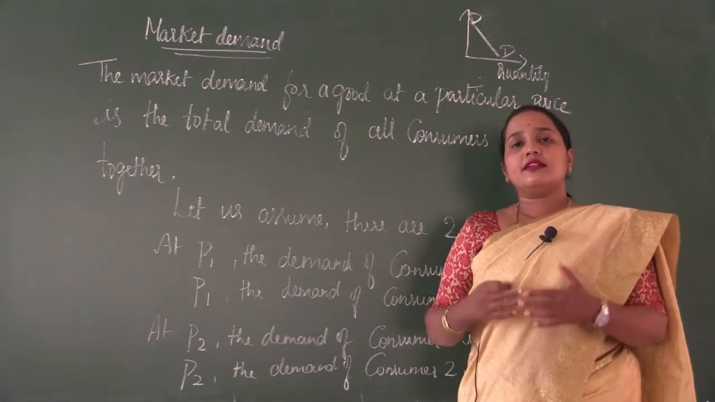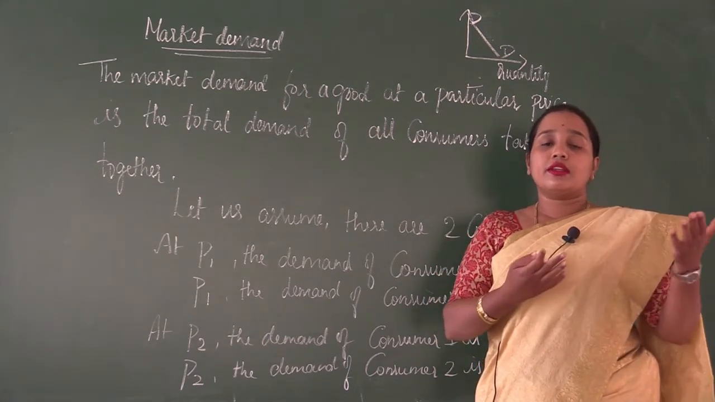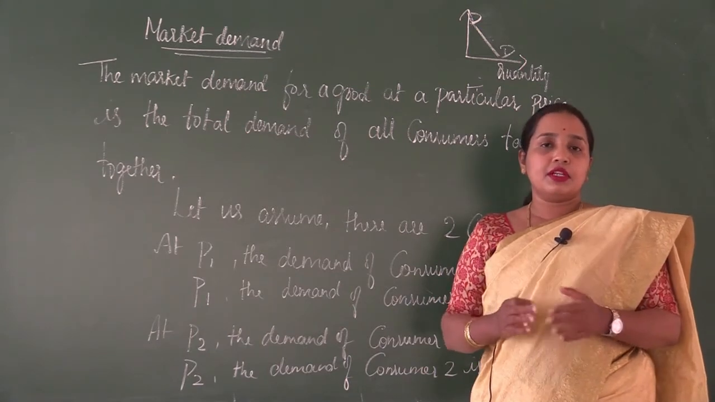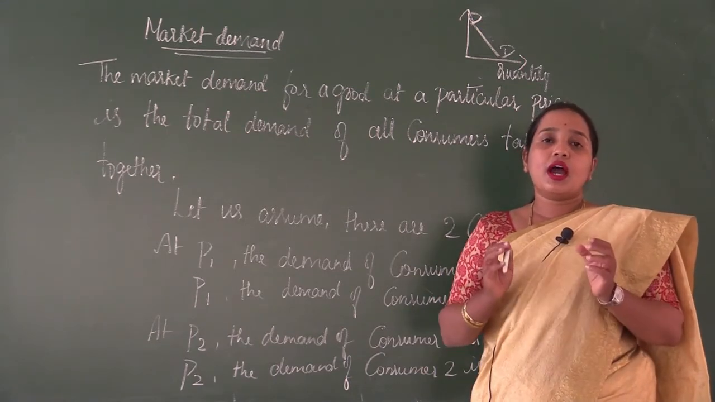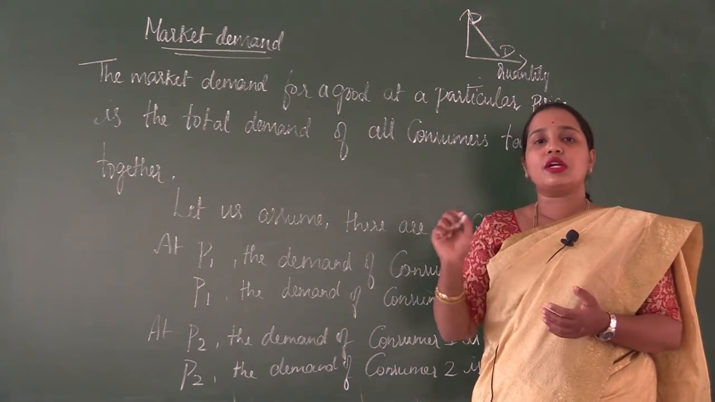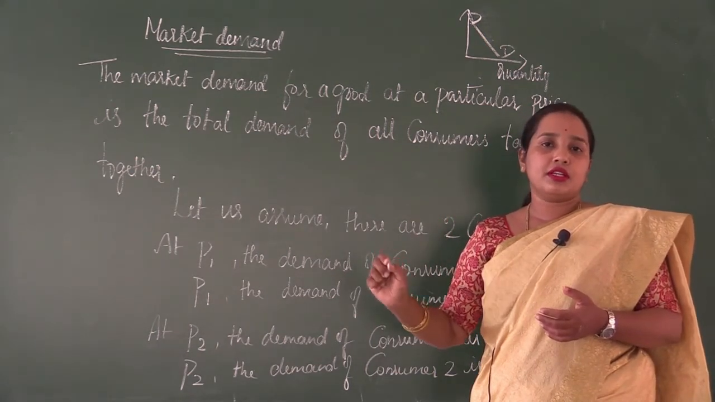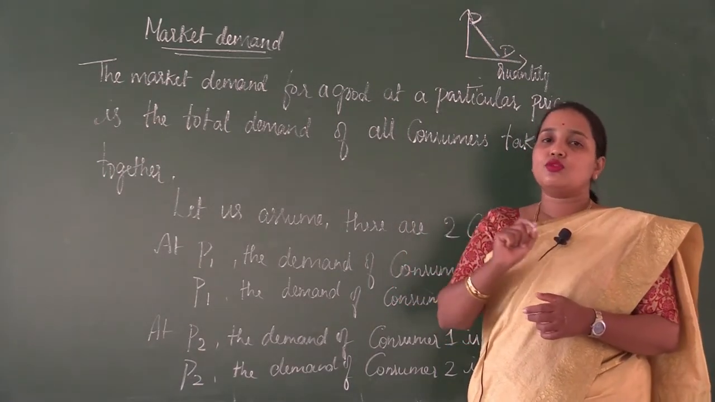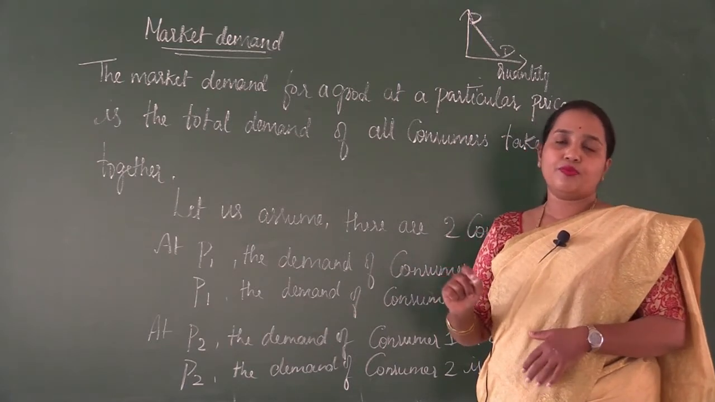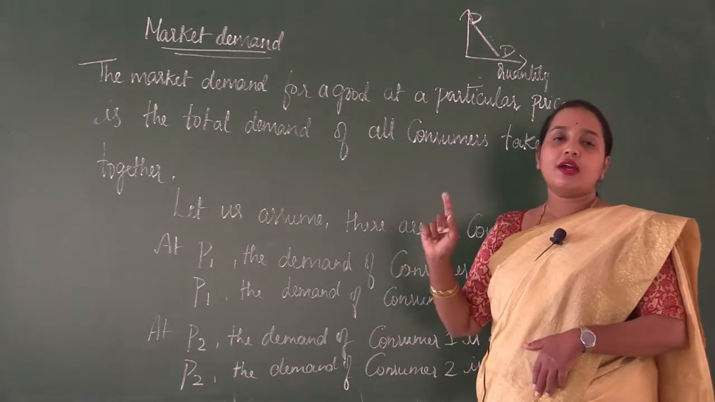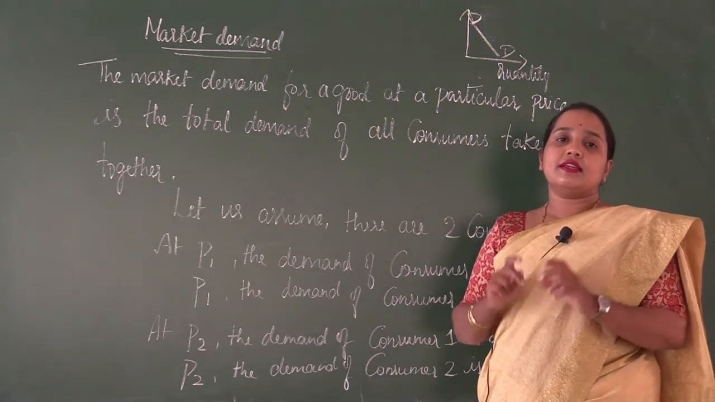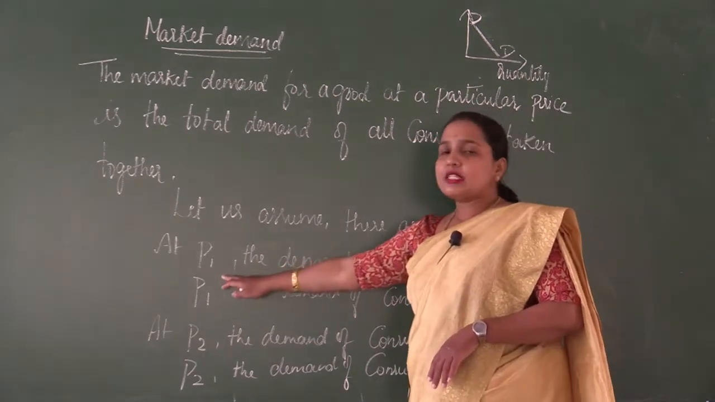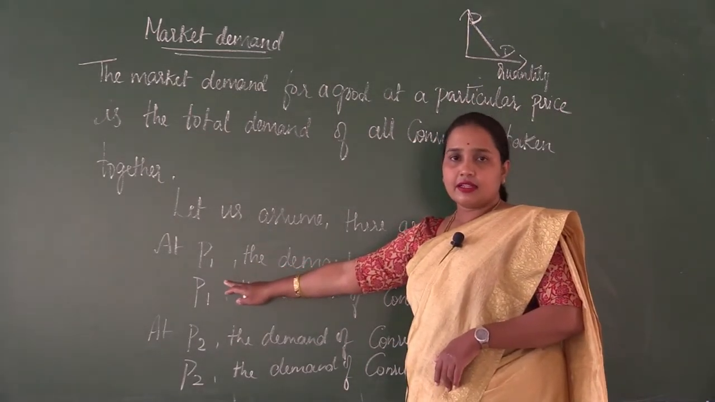We cannot consider 10 or 20 consumers who are there to buy a particular product at a particular price. To make our study simple, to derive the market demand, we are assuming there are only 2 consumers for a good at a particular price. The 2 consumers that we are taking in our example are consumer 1 and consumer 2. Let us understand how to derive the market demand curve by considering there are only 2 consumers in the market for a good. At price P1, we are considering the price is P1.